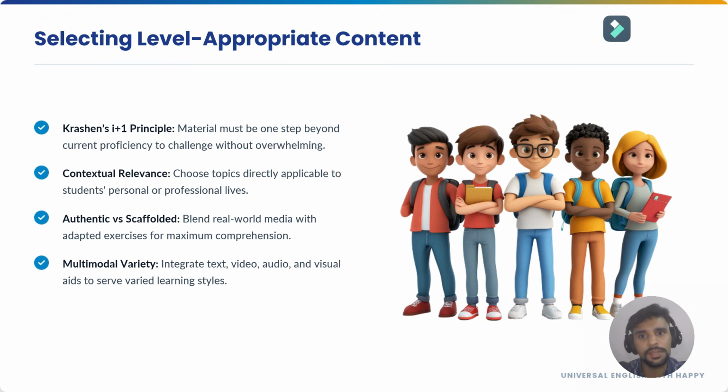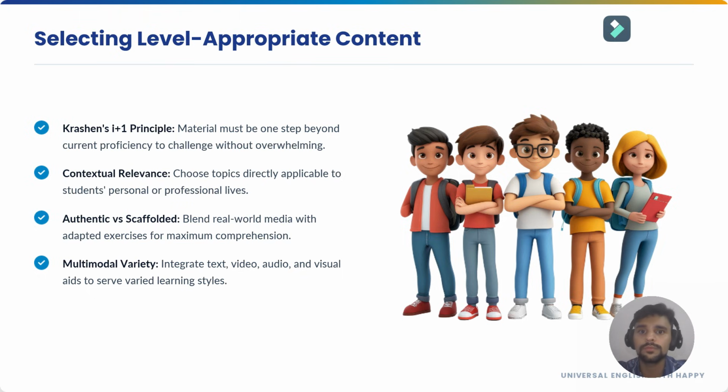If you provide materials at I plus 3, the language gap is too wide, leading to affective filter breakdown, which means anxiety spikes and comprehension collapses. Target that sweet spot where students comprehend about 80% to 90% of the content very easily and must deduce or acquire the remaining 10% to 20% through active thinking.